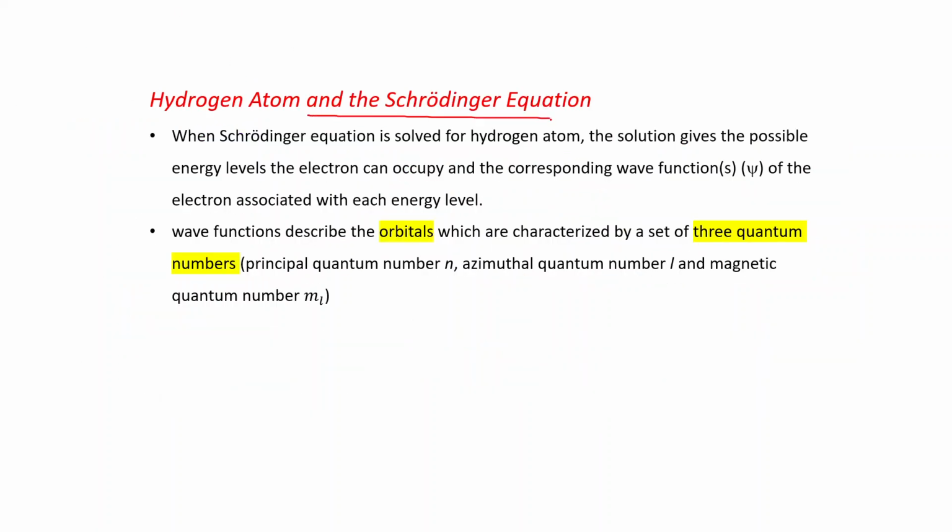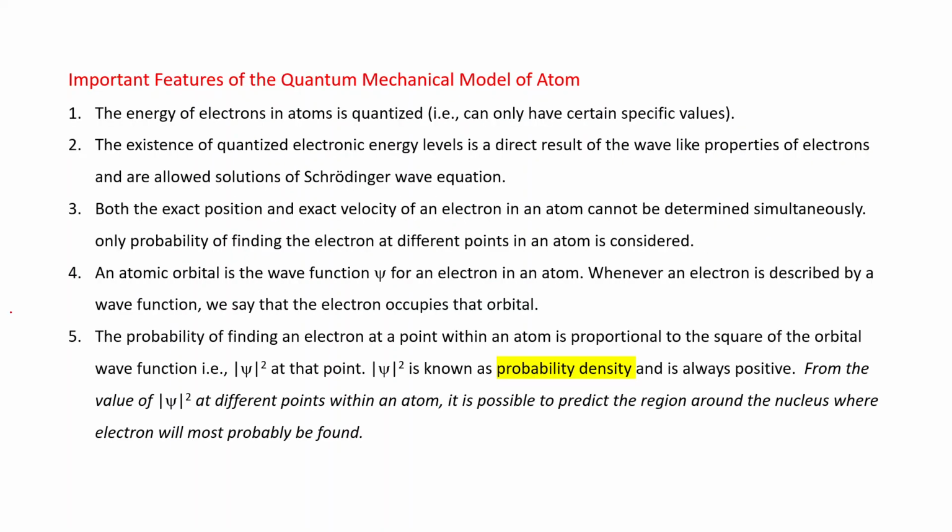Hydrogen atom and the Schrödinger equation. When the Schrödinger equation is solved for the hydrogen atom, the solution gives the possible energy levels the electron can occupy and the corresponding wave functions, that is ψ, of the electron associated with each energy level. The wave function ψ describes the orbitals, which are characterized by a set of three quantum numbers: principal quantum number, azimuthal quantum number, and magnetic quantum number. We will discuss these quantum numbers later on.